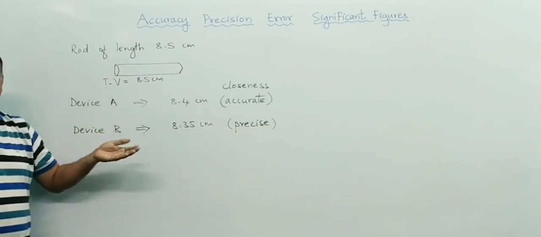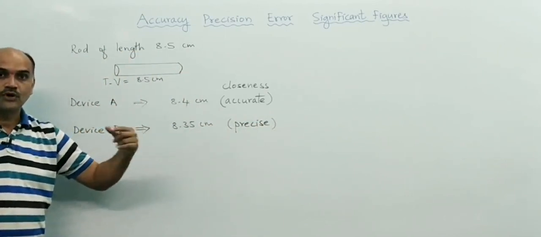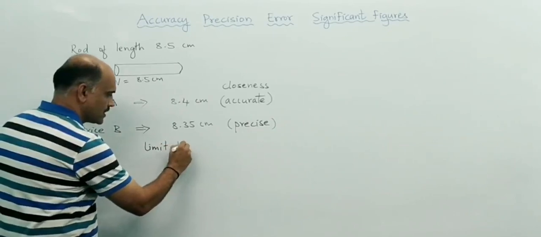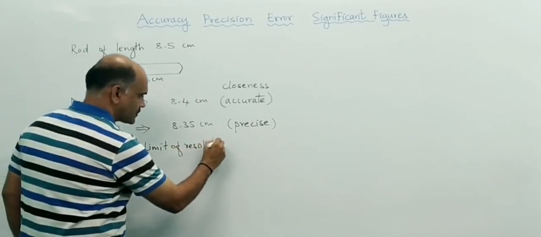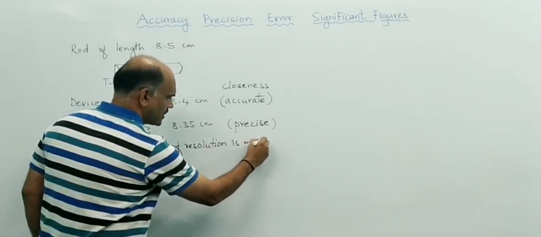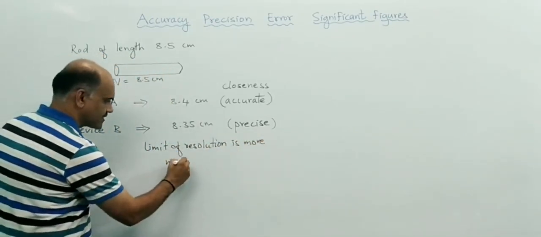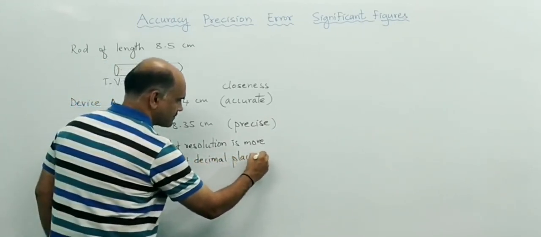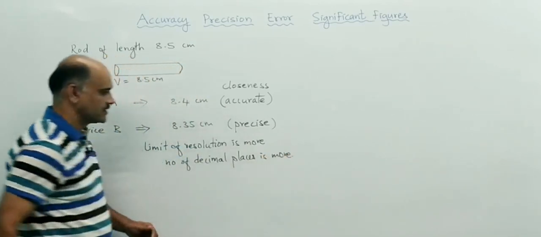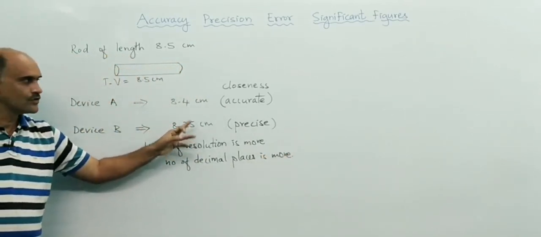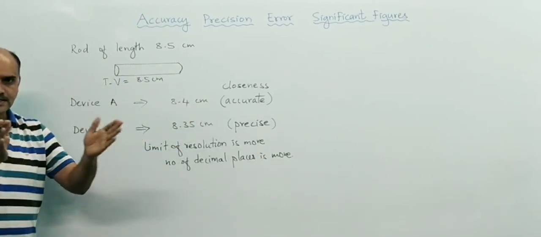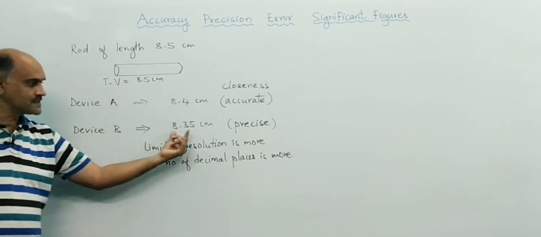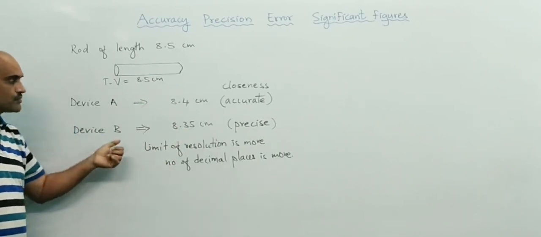So precision means the limit of resolution is more, or in simple words, the number of decimal places you are getting is more. Those values we call more precise. So accuracy is nearness to the true value. Precision means the more decimal places you get, the more precise we say.